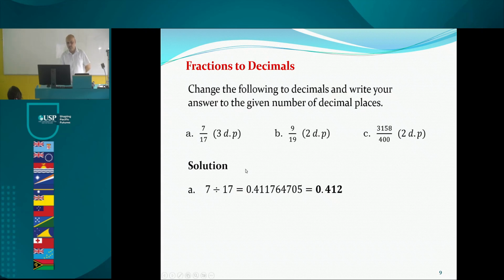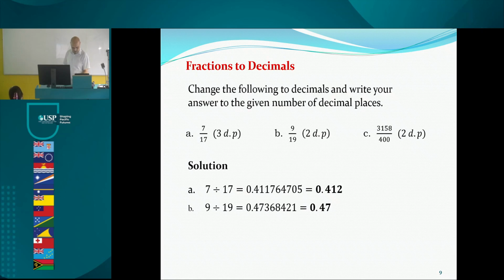Okay, try the next one, guys. 9 divide 19. Tell me what it is going to be correct to 2 decimal places. Yes? Two decimal places? 0.47. Yes, correctly said. Two decimal places. You look at the third digit after the point. So the third digit is a number less than 5, which means your final answer is only going to be 0.47. Well said. Correct.